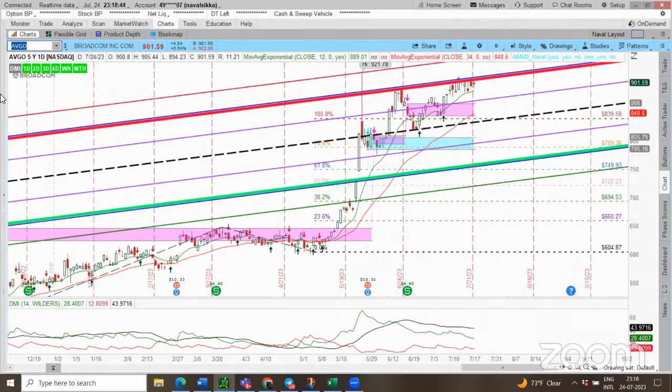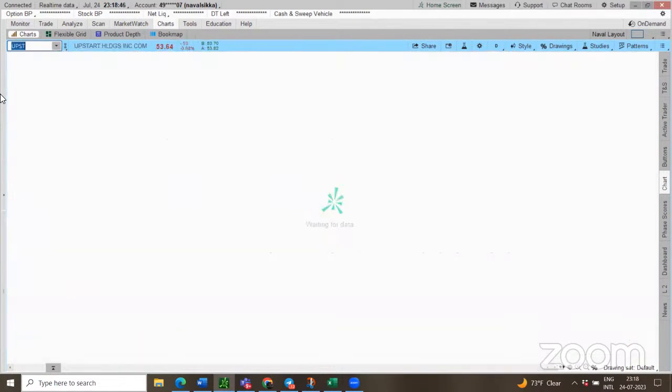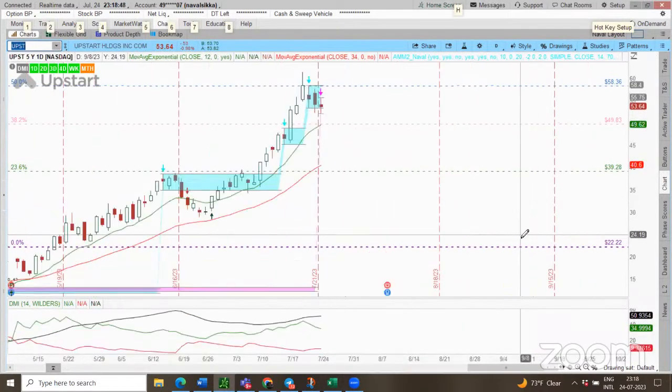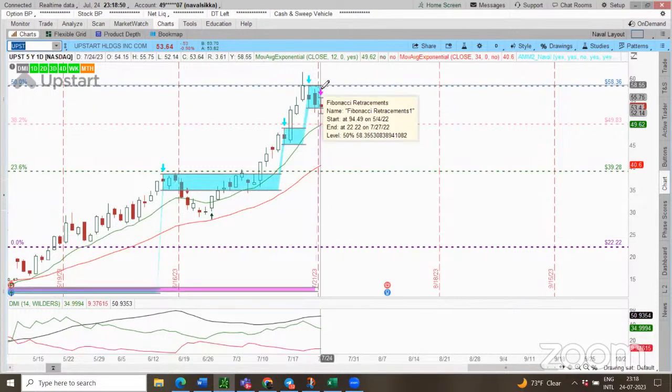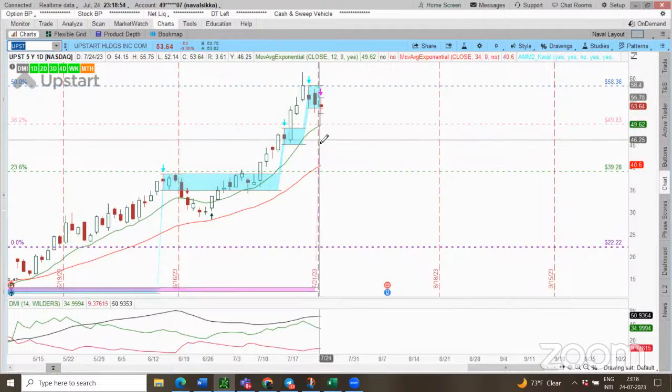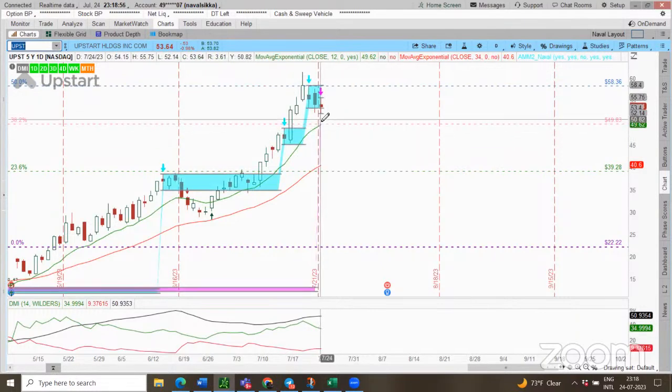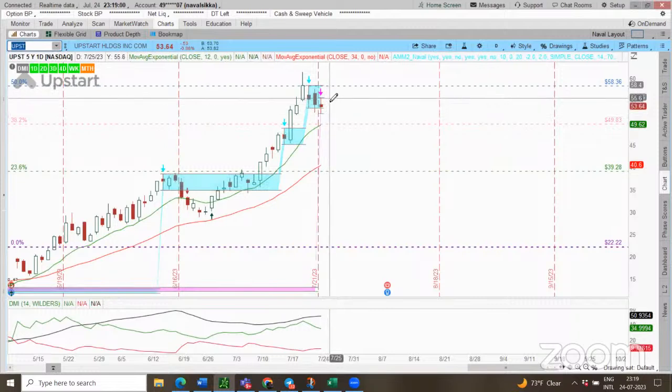Somebody asked about UPST. I will cover UPST. UPST hit 58. You're right at the end, 50% Fibonacci. 49 was the stop loss. As of now, if UPST holds 55.60 as the resistance, it can come down to 49.80.